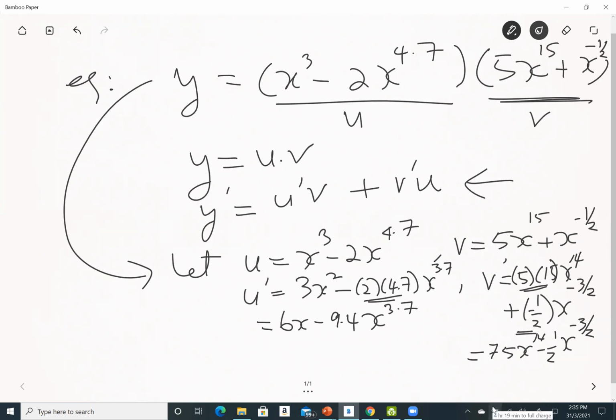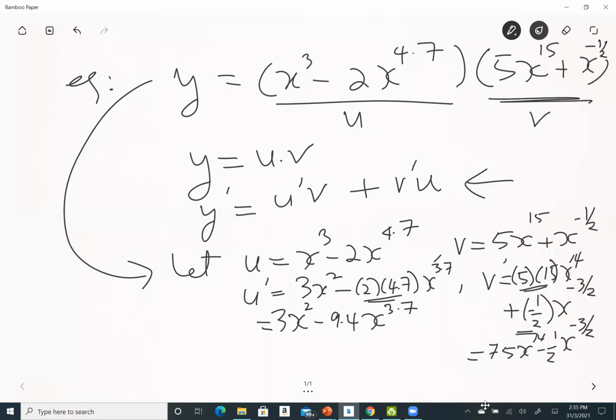Any mistake? The u derivative, the u prime first, sir. Why does it become 6x? Oh yeah, you're right. I multiplied 3 with 2, which is wrong. So it shouldn't be 6x. It should be 3x squared. Okay, thank you. So this one should be 3x squared. I don't know how I got 6, maybe I multiplied 3 and 2.